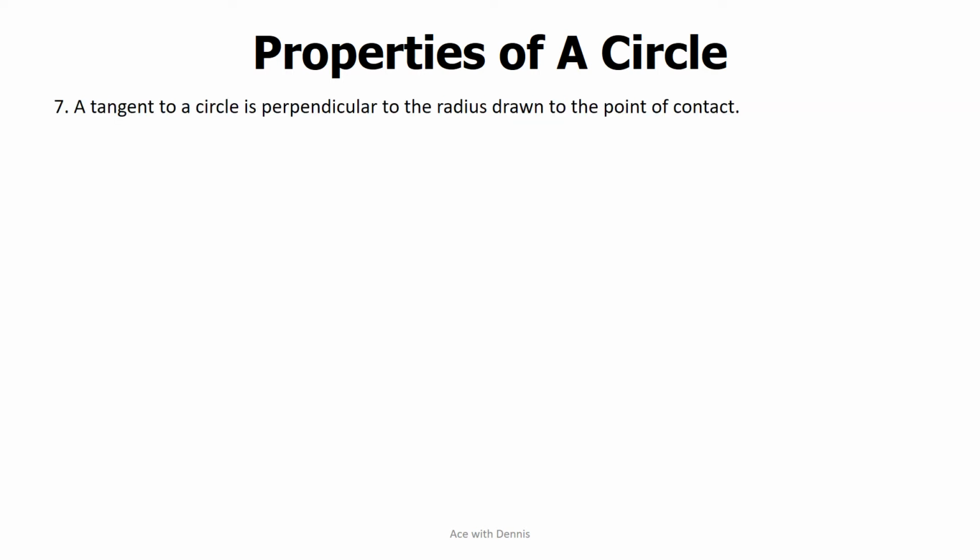Property number 7. A tangent to a circle is perpendicular to the radius drawn to the point of contact. So here's how it looks like. This is a circle with a center O. This is the tangent line AB touching the circle, and when I draw a straight line from the center O, it touches the tangent AB at point P. From here, we will find that line AB, or the tangent AB, is perpendicular to the line OP.